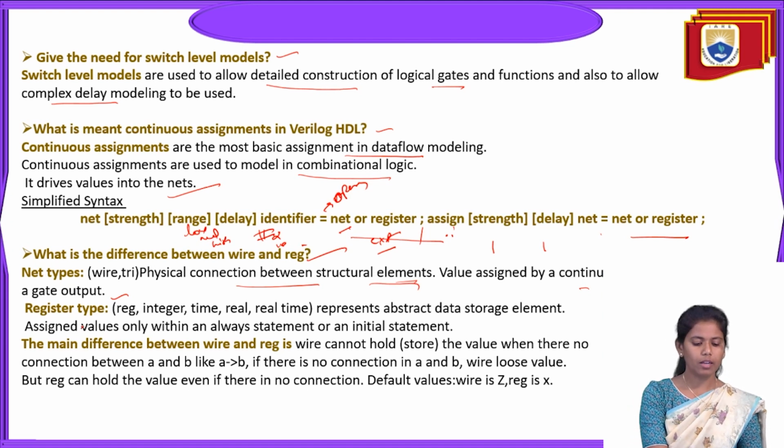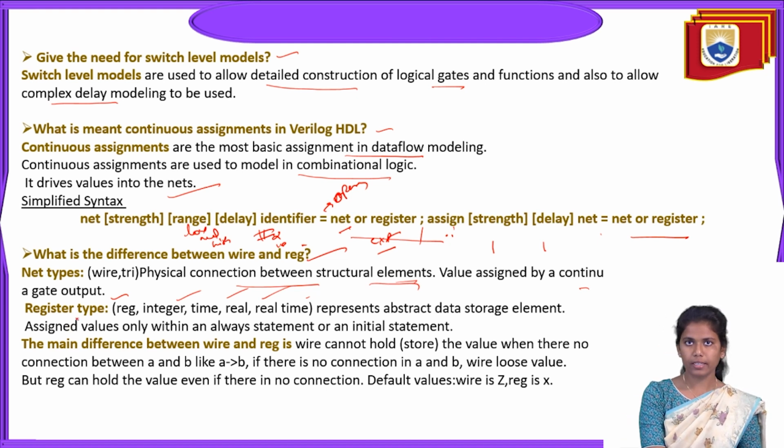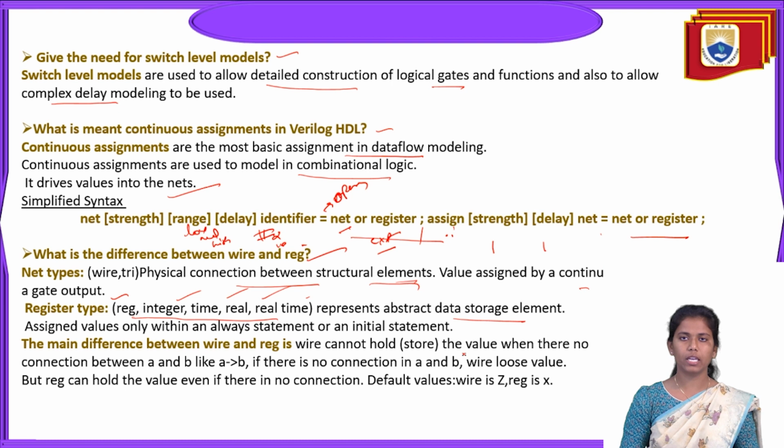And then coming to the register type. The register types are reg, integer, time, and real time. All these things come under the register type, where they represent abstract data storage elements. As they store some data or information, the register type represents an abstract data storage element. They store some sort of information or data.